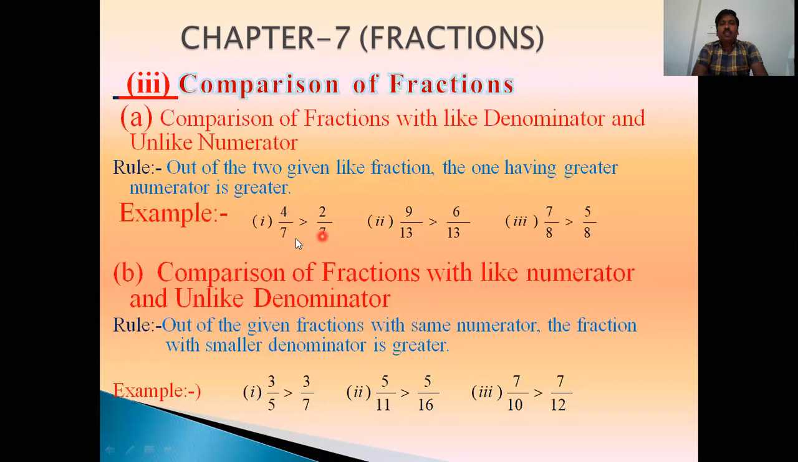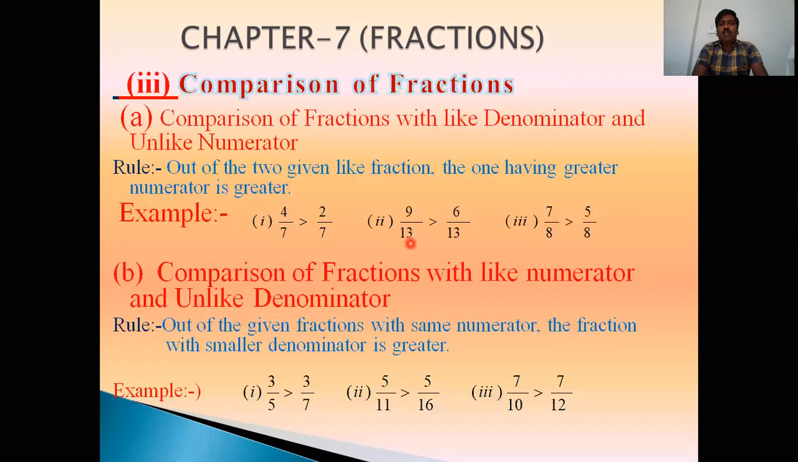Here we see the denominators are equal. To compare these fractions, we shall see which numerator is greater. So here we see 4 is greater than 2. So 4 by 7 is greater than 2 by 7.